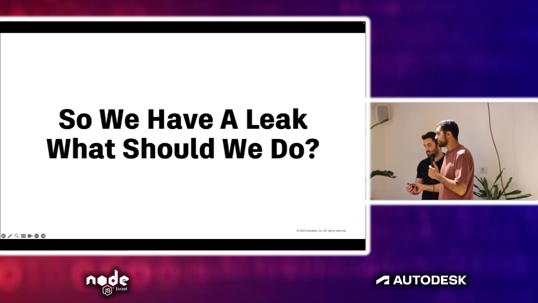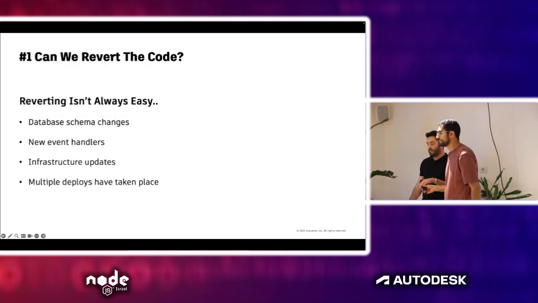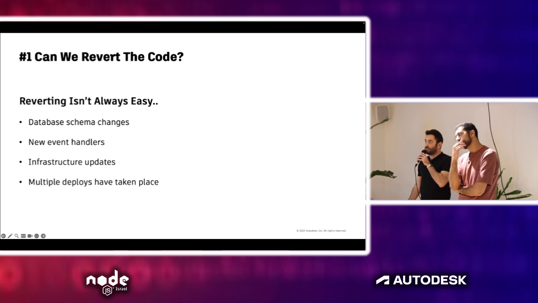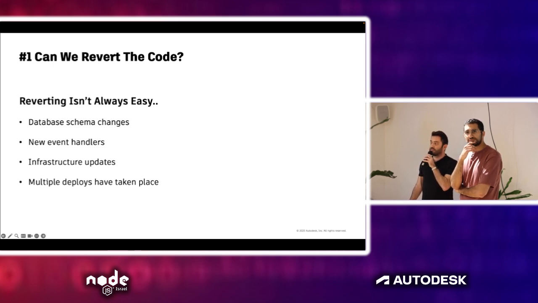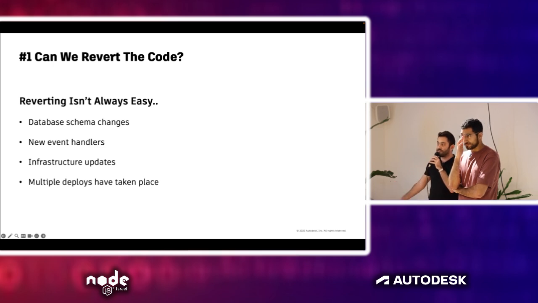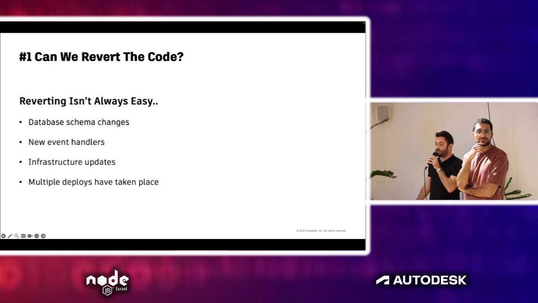So we have a leak. What should we do now? We first thought about reverting the code. Well, reverting isn't always easy. Sometimes you have database schema changes that prevent you from reverting because you have a new schema in the database. Sometimes you have new event handlers that go live and you don't want to miss the events. You have infrastructure updates that you obviously don't want to roll back. And sometimes it takes multiple deploys until you actually figure out that you have a memory leak, and it's nearly impossible to find the right commit to revert to.